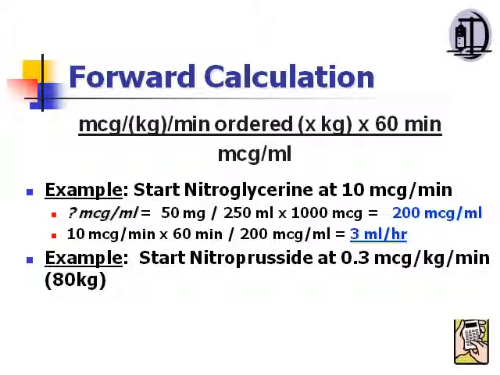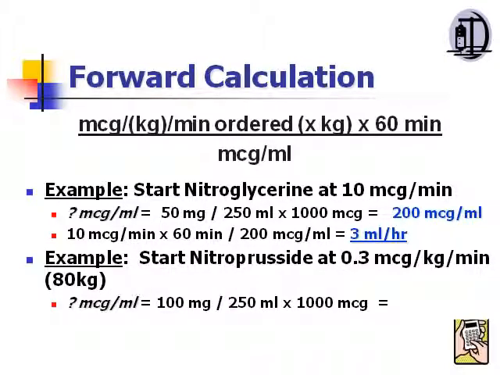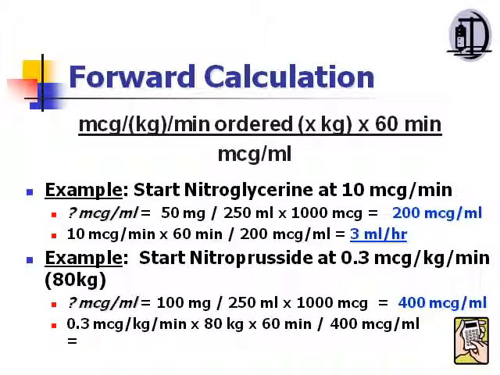Okay, one more example. We have an example to start nitroprusside at 0.3 mics per kilo per minute on an 80 kilo patient. So we want to know what our denominator is going to be. So to figure that out, we have 100 milligrams in a 250 ml bottle. We know that it's dosed in mics per kilo per minute. So we're going to do the math of 100 divided by 250, multiply times 1,000, and we get 400 mics per ml in that bag. And then we're going to take the order. So 0.3 mics per kilo per minute, multiply it times the patient's weight of 80, multiply times 60, because this is dosed in minutes, and then we're going to divide by the denominator of 400 mics per ml. So when you plug that math in, 0.3 times 80 times 60 divided by 400, you should get 3.6 mLs per hour. That's what you're going to set your pump at.